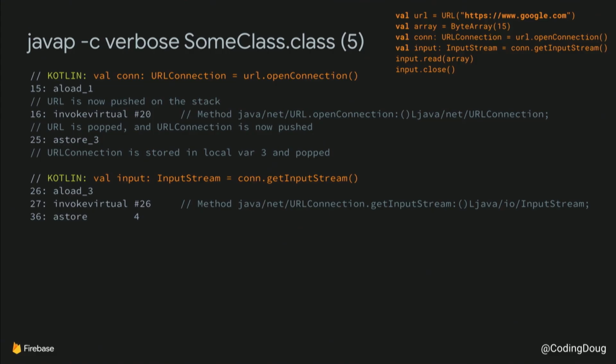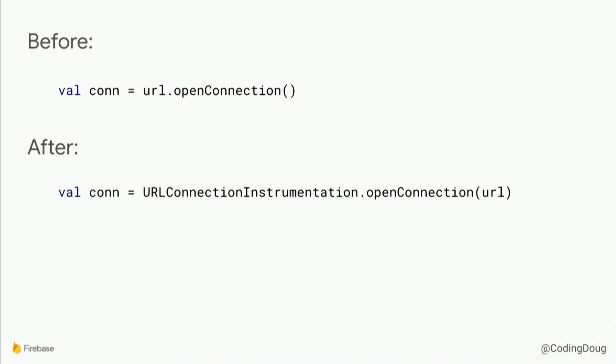That open connection is what I'm really, really interested in. So what I want to do here is find that open connection, and I want to change it to something else. This is the manipulation I want to perform. So I want to take that call to open connection and instead call a static method on a class that I provide in my companion library.